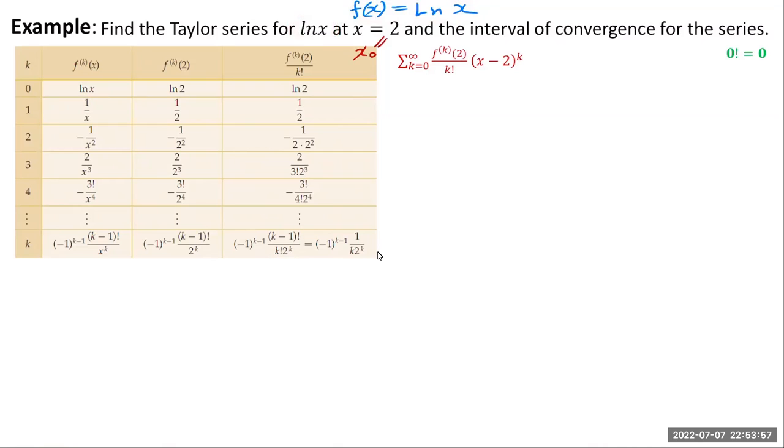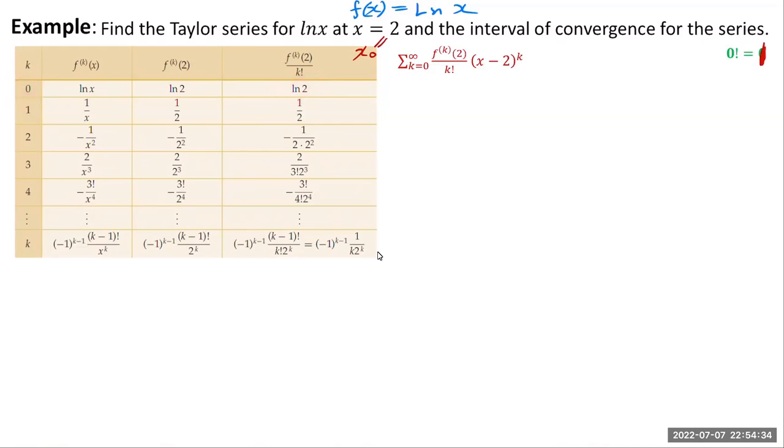Now if you plug in x equal to 2 in this function, you get ln 2, because you need f^(k)(2) here. So you plug in x equal to 2 in this function to get this expression. That is ln 2. And then finally, you divide it by k factorial. K is 0 in this case, so you divide it by 0 factorial. Remember, 0 factorial is 1. This is not 0, this is 1. No typo here. So f^(k)(2) over k factorial is ln 2 when k is equal to 0.